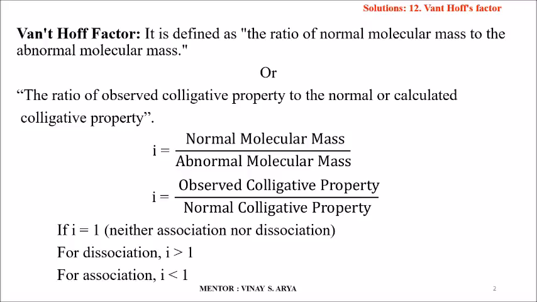This is a condition which you should remember: if the value of I is equal to 1, then it's the normal mass, meaning neither association nor dissociation has taken place. But if the value of I is greater than 1, then dissociation has taken place, and if the value of I is less than 1, then association has taken place. And this gives a criterion with the Van't Hoff factor that just by knowing the two masses, that is normal and abnormal molecular mass, we are in a position to state the dissociation or association of the molecules.